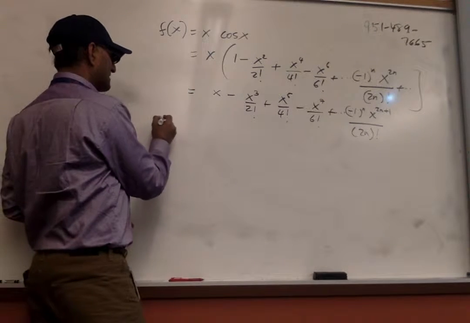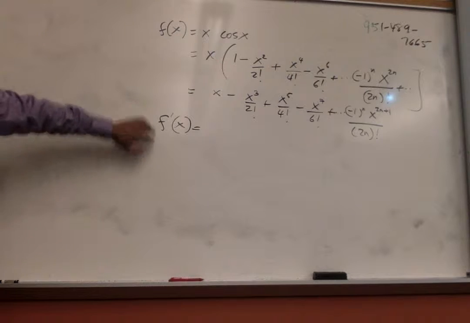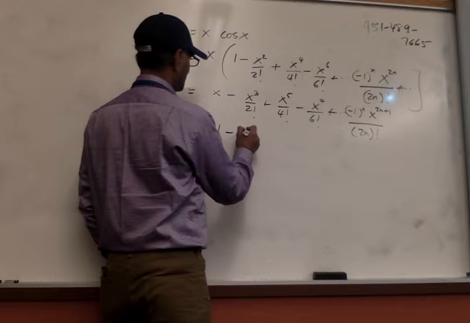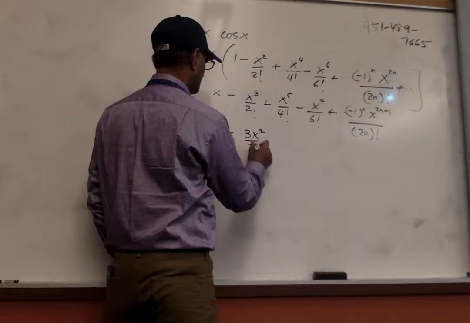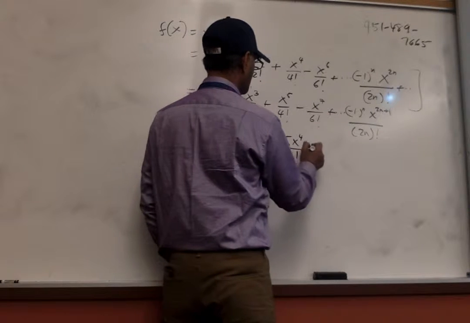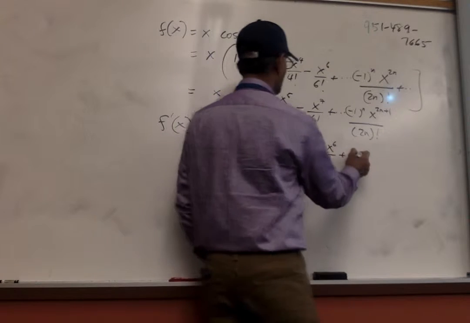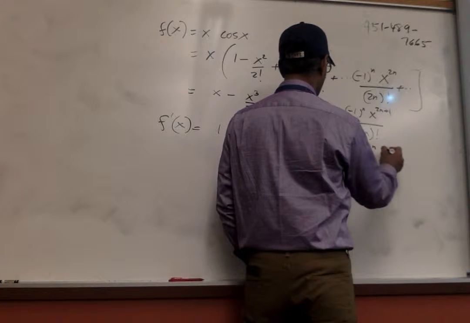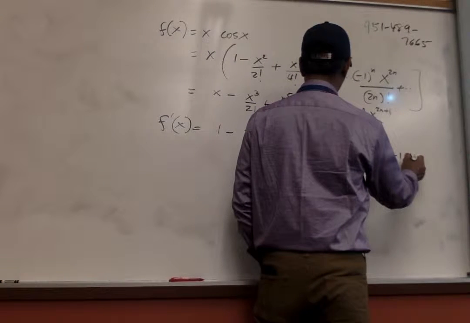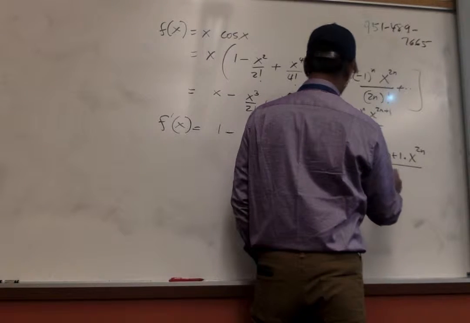Now, Ms. Marzuk says, should we write f dash of x? Okay. So this is important. We're finding the derivative. Okay, what's the first term? 1 minus 3x squared over 2 factorial plus 5x to the 4 over 4 factorial minus 7x to the 6 over 6 factorial plus dot dot dot, negative 1 to the power of n, 2n plus 1, x to the power of 2n, lowering the power by 1, over 2n factorial.